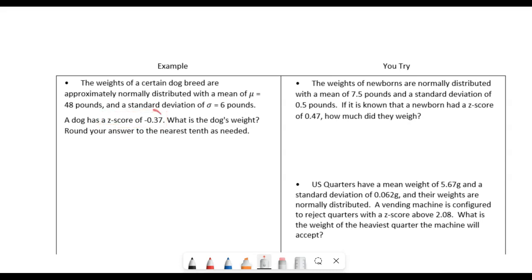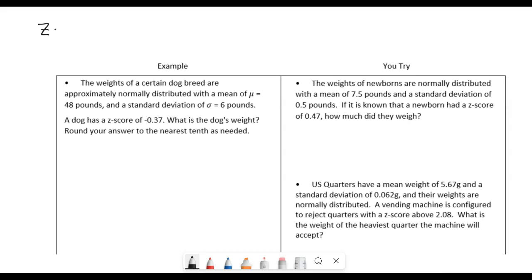So the fact that the z-score is negative means we're below average. So this dog is below 48 pounds, but how far? It's not one standard deviation to the left. So between 48 and 6 less, 42, between 42 and 48 pounds, we can do all sorts of approximations. However, we have a formula that's provided on the test.